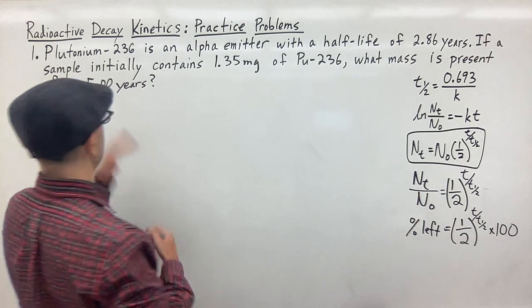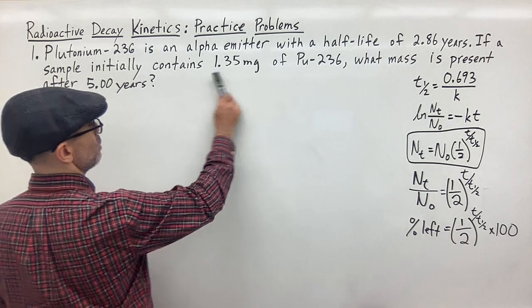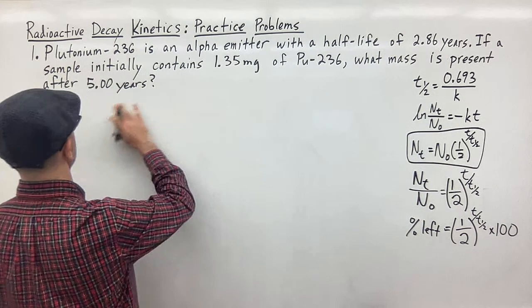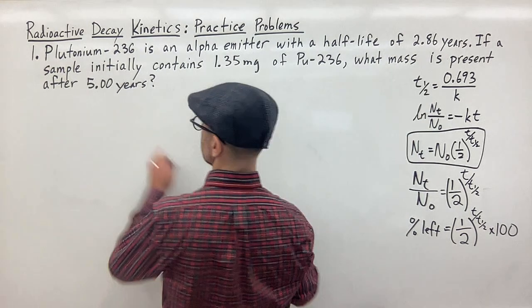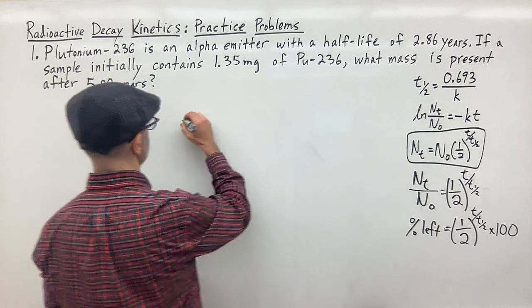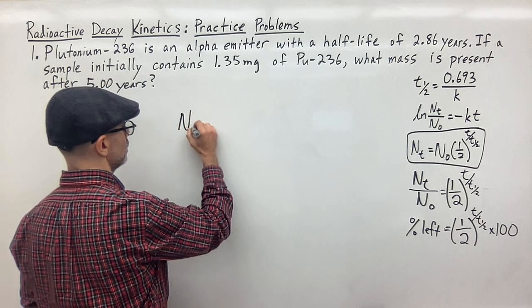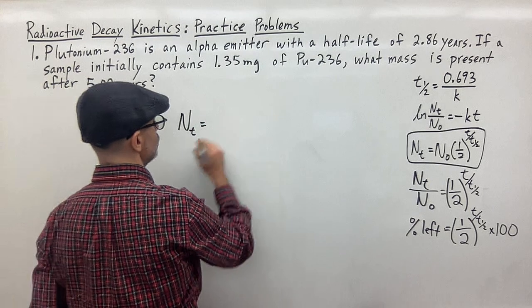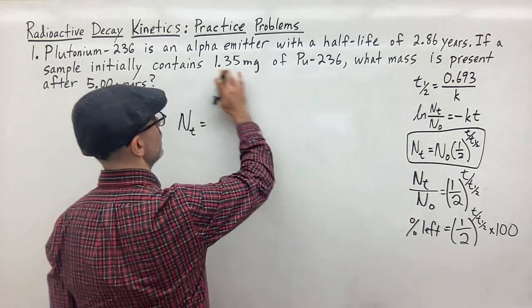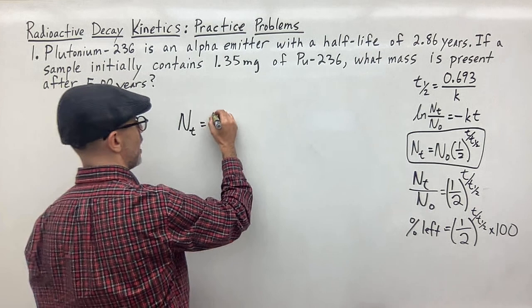So I am given the initial amount, 1.35 milligrams. So what do they want to find? We want to find the mass that is present after 5 years. The amount left after 5 years. So that's N t. And so that's going to be equal to N naught, which is the initial amount, which we are given, 1.35 milligrams.